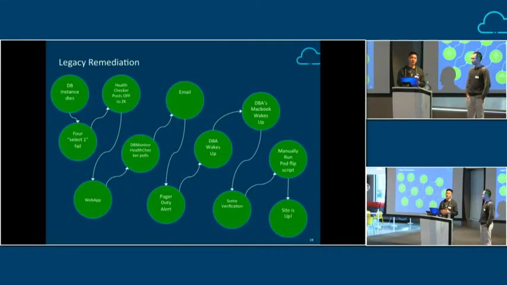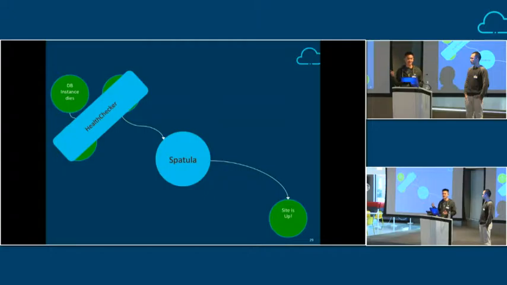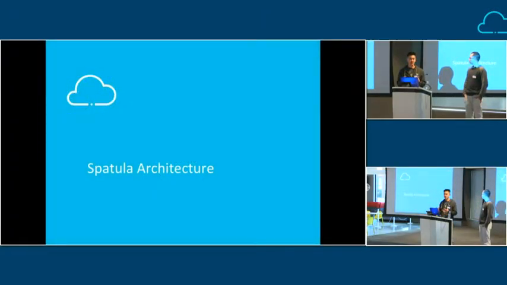So now let's compare our legacy remediation process to Spatula. So what does Spatula give us? The process looks something like this. We still have this service called Health Checker to tell us, is our database instance up or down? And then we have Spatula. And that's it. Spatula will automatically flip our database pods for us if we detect that there's a failure. Now I'll talk about the high level.